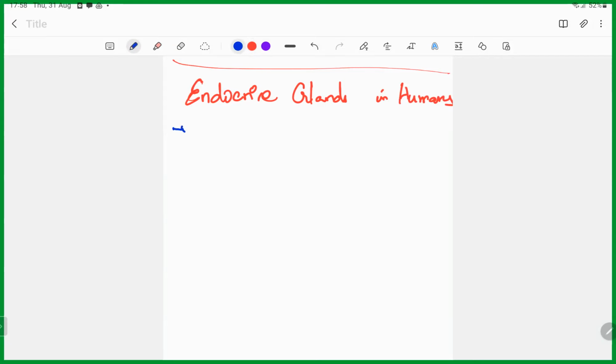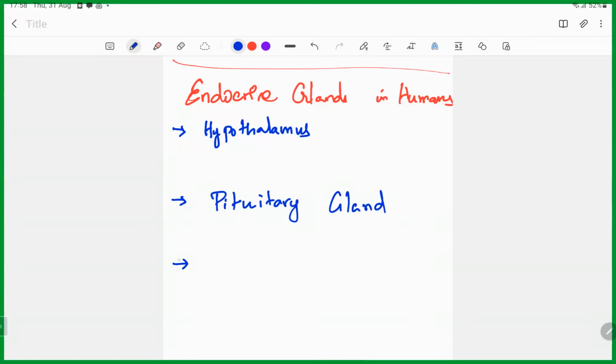Yes, tell me. First is hypothalamus, and second is pituitary gland. Hypothalamus and pituitary gland. And in the head region, there are other glands too. Okay, we'll come to the pituitary gland later. First, these two.